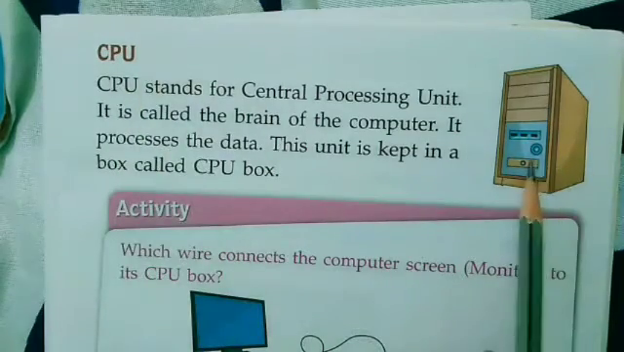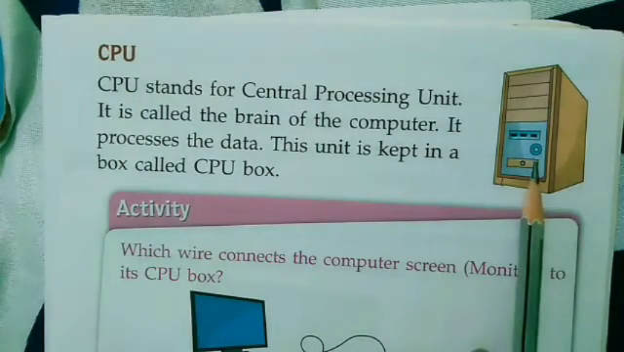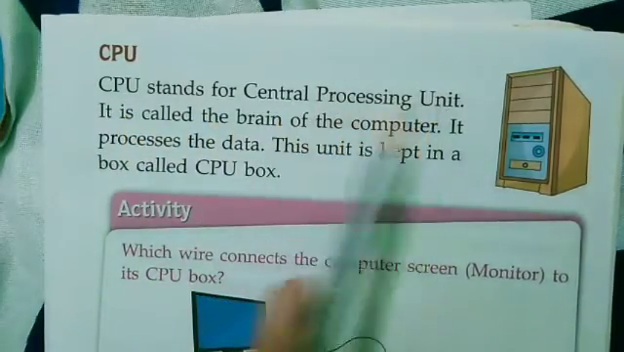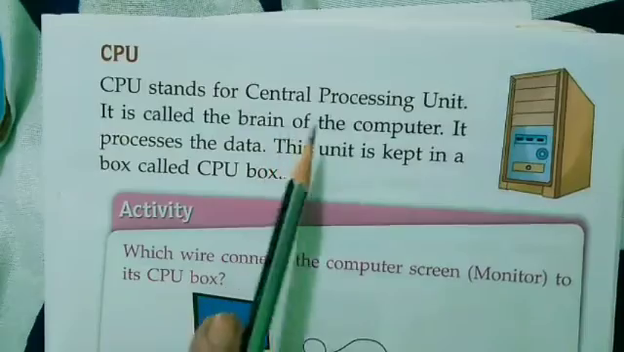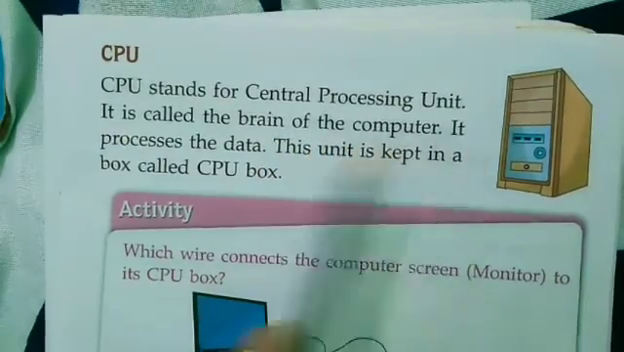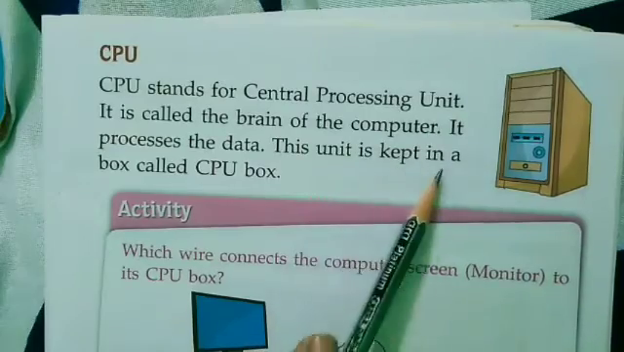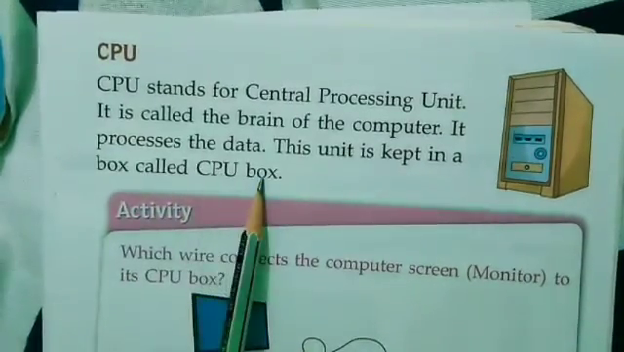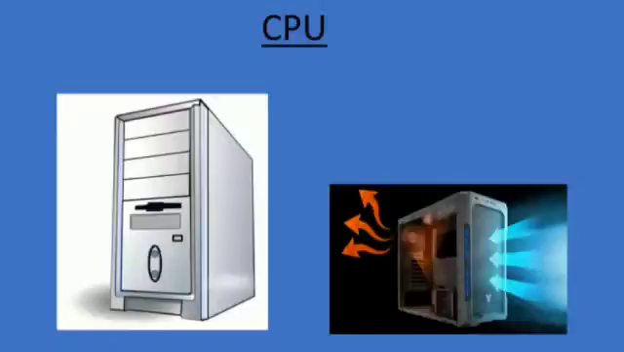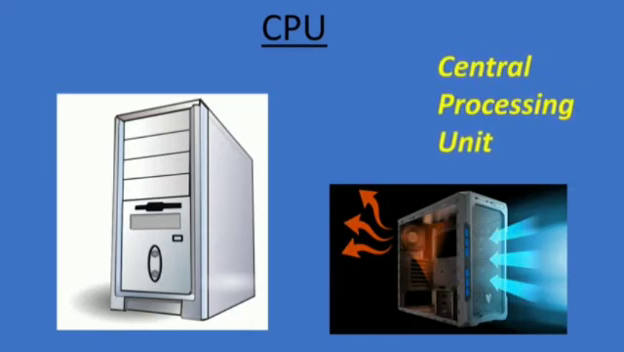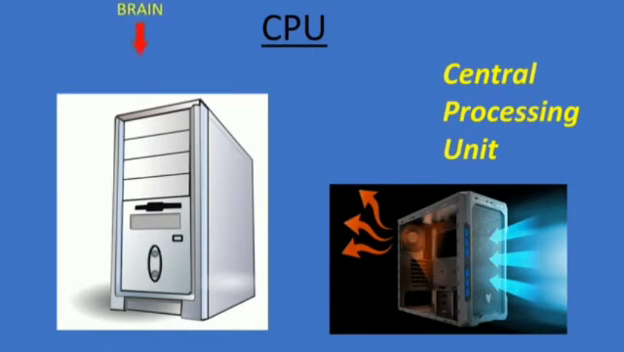CPU. See children, this is how a CPU looks. CPU stands for Central Processing Unit. It is called the brain of the computer. It processes the data. This unit is kept in a box called CPU box. See children, this is a CPU. CPU stands for Central Processing Unit. It is one of the most important parts of a computer and it is also called the brain of a computer.